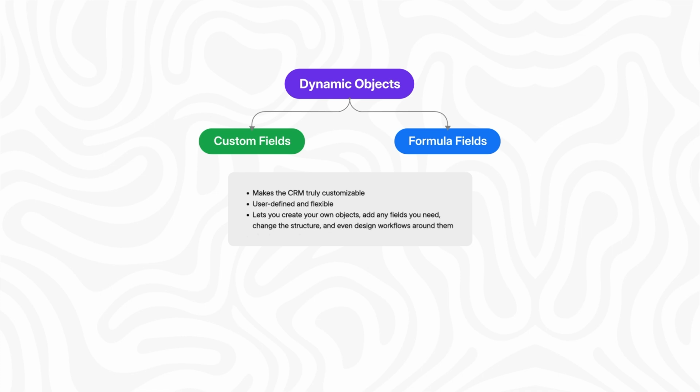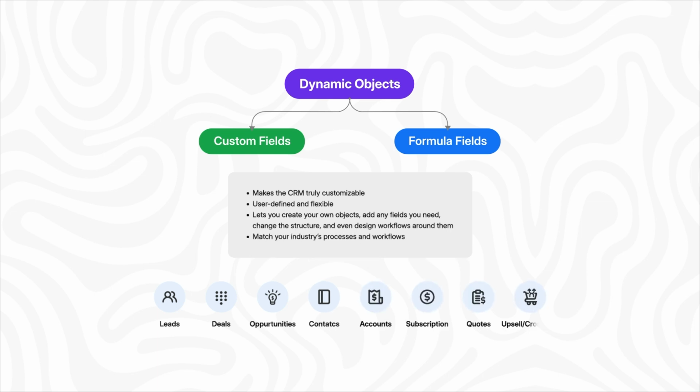You can create your own objects, add any fields you need, change the structure, and even design workflows around them. Common examples of dynamic objects include leads, deals, opportunities, contacts, accounts, or any other object that matches your industry's processes and workflows.